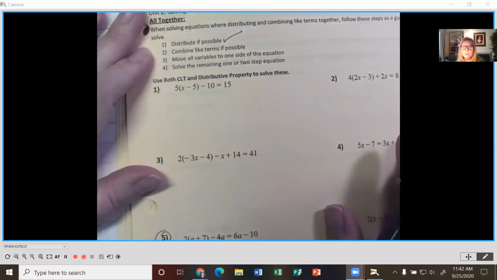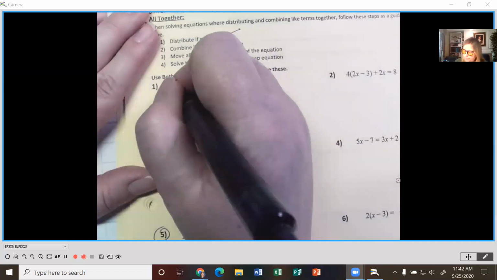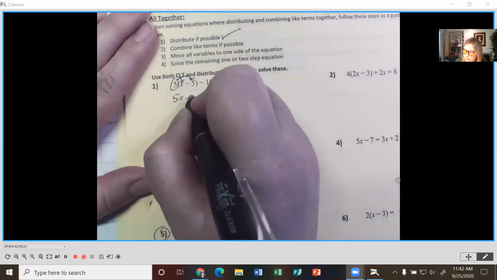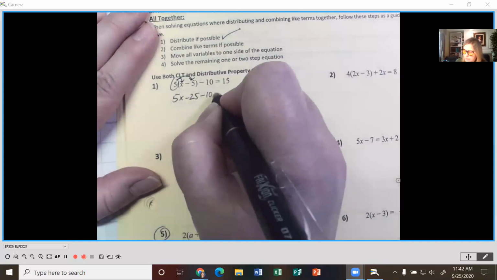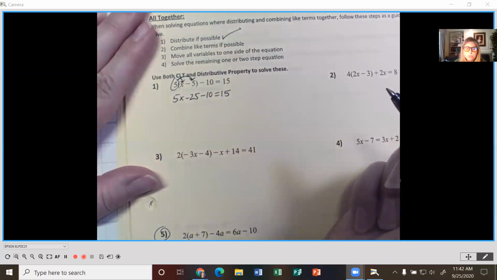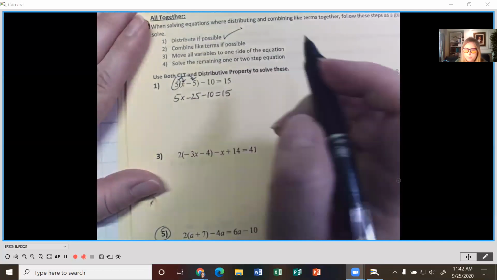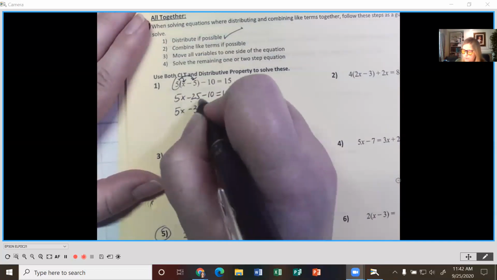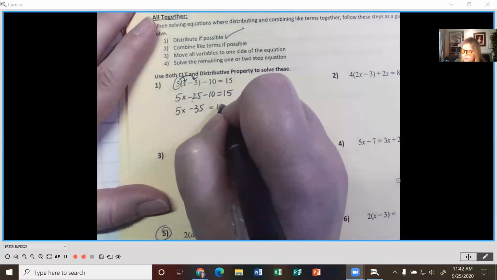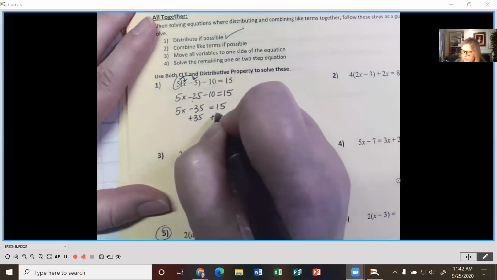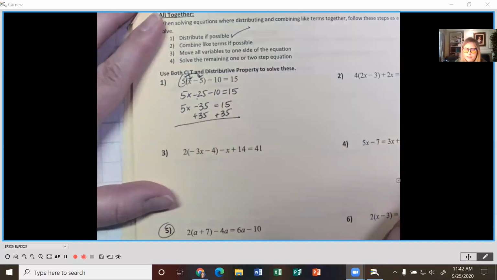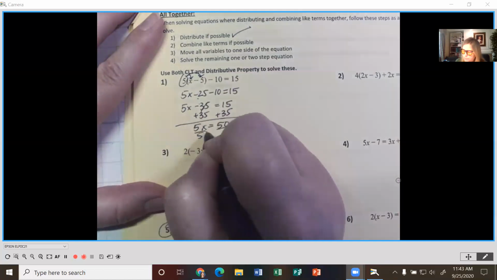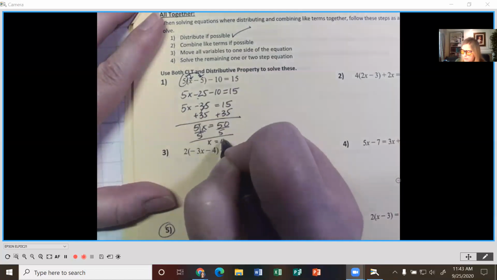So we need to get rid of those parentheses first so we can simplify and then solve. So 5 times x is 5x. 5 times minus 5 is minus 25. Bring down the minus 10 equals 15. Okay, so we distributed. Now we're combining like terms. So bring down the 5x. Negative 25 minus 10 is negative 35. Bring down the equals 15. Add 35 to each side. Negative 35 plus 35 is 0. That gives us 5x equals 50. Divide each side by 5 to get x equals 10.